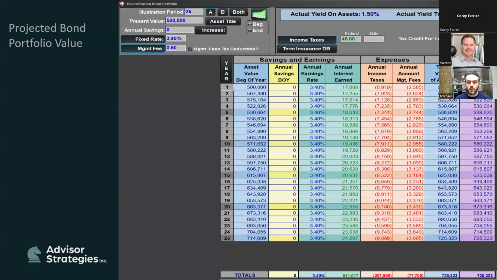So here's a calculator that I like to pull up, and there obviously can be a lot of numbers showing here, but what I like to highlight is our projected value of that 500,000 bond fund. Over the next 25 years, it's currently at 500,000. We're generating a 3.4% rate of return over that time frame, and for our management fees, I put it on the low end at 0.5, and it's tax deductible. Here is our total assets at the end of that 25 years, assuming you haven't taken any money out. It would be $725,000.